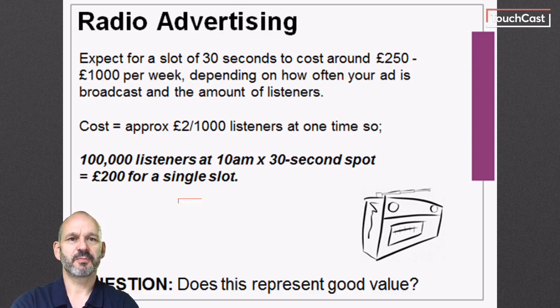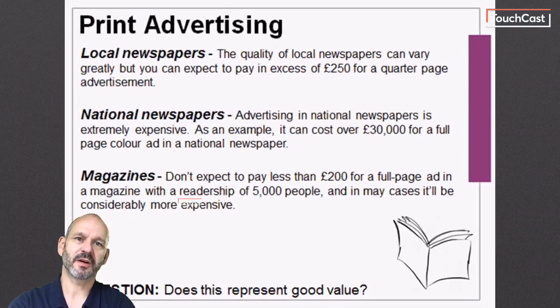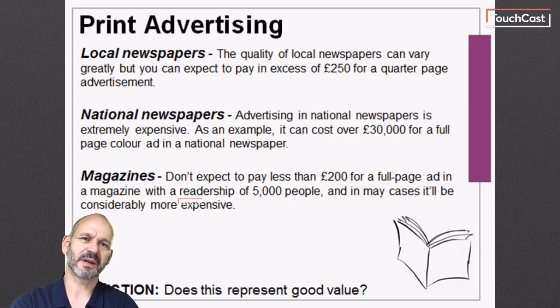So now let's think about print advertising, and here there are a few potential options. So firstly, we could target local newspapers, and the quality of these can vary greatly, but generally you can expect to pay in excess of £250 for a quarter-page advert. Next, we have national newspapers, which clearly will have a much greater reach, but also a much higher cost, as advertising in national newspapers is extremely expensive. As an example, it can cost over £30,000 for a full-page colour ad in a national newspaper, or higher.